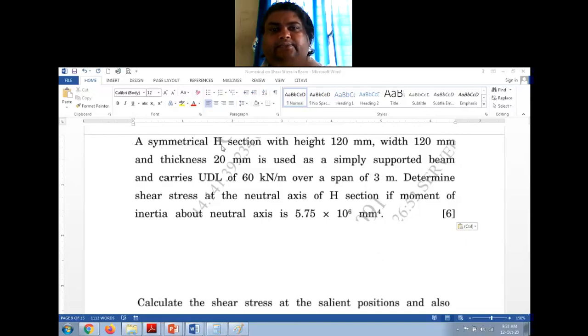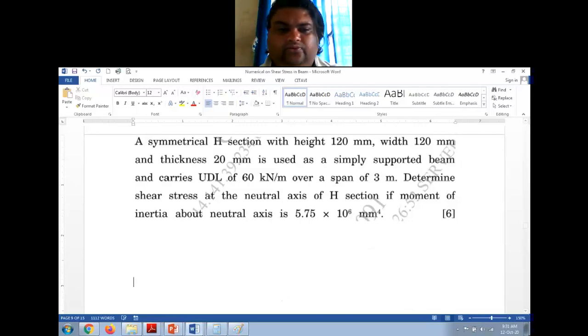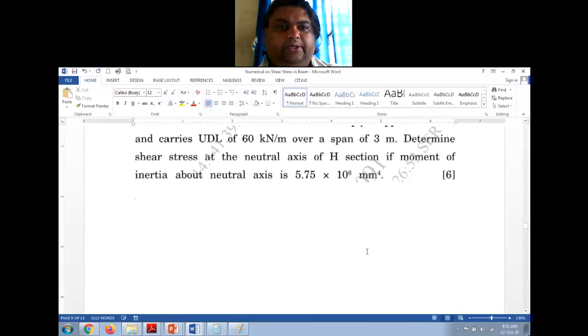A symmetrical H section with height 120 mm, width 120 mm, and thickness 20 mm is used as a simply supported beam and carries a UDL of 60 kN per meter over a span of 3 meters. Determine the shear stress at the neutral axis of the H section if the moment of inertia about the neutral axis is 5.75 into 10 raised to 6 millimeter raised to 4. Right? So this is the numerical.